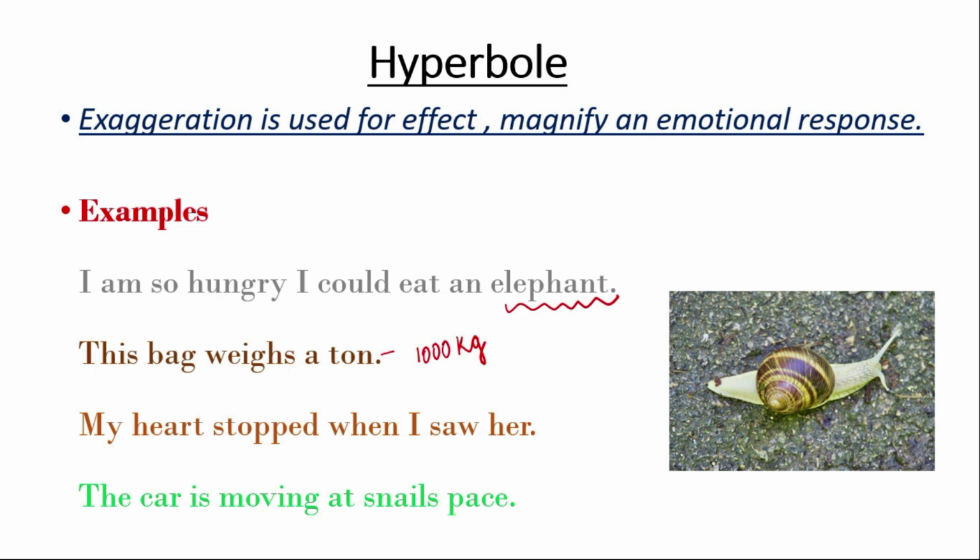Definitely not. My heart stopped when I saw her. So we say that, right? If your heart stops, you're no longer alive. And the last one, the car is moving at snail's pace. So if you know snails, they move really slowly. So you want to say that the car is moving slowly, but hyperbole is used in our speech on a day-to-day basis. So hyperbole is extreme exaggeration. So I hope that is clear as well.